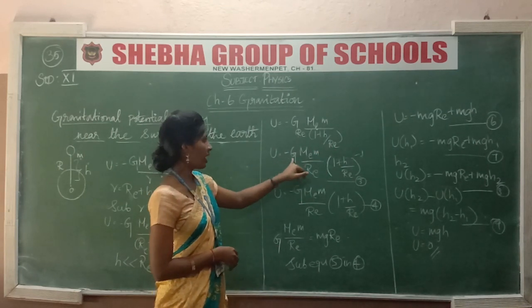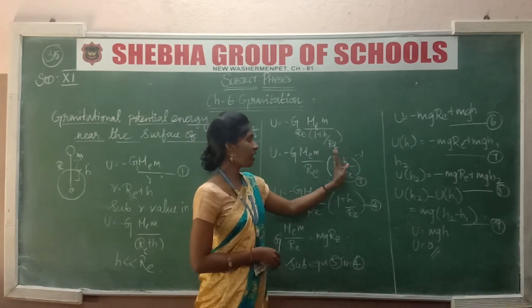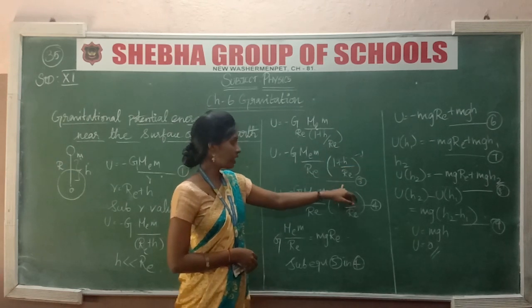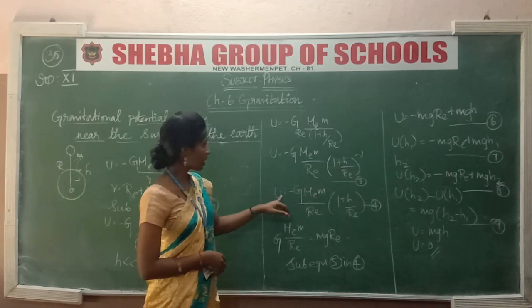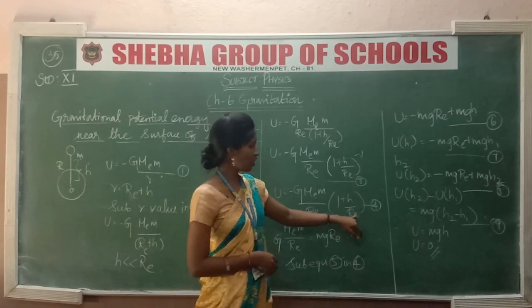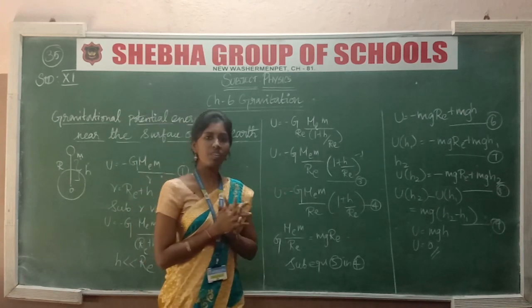So U is equal to minus G M_E m divided by RE, times 1 plus H divided by RE, and we take the inverse. The inverse of 1 plus H divided by RE gives the third equation. Next, U is equal to minus G M_E m divided by RE, times 1 plus H divided by RE, is the fourth equation. Because of the minus sign, gravitation is reversed.